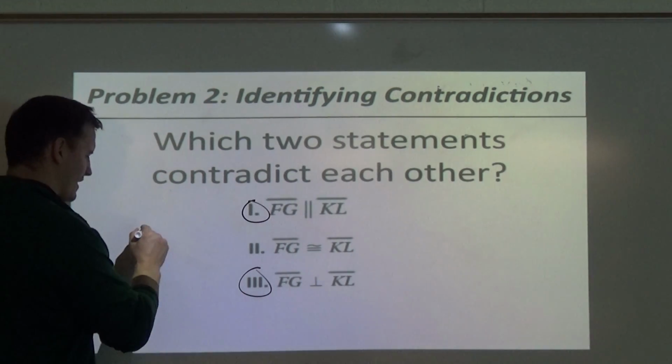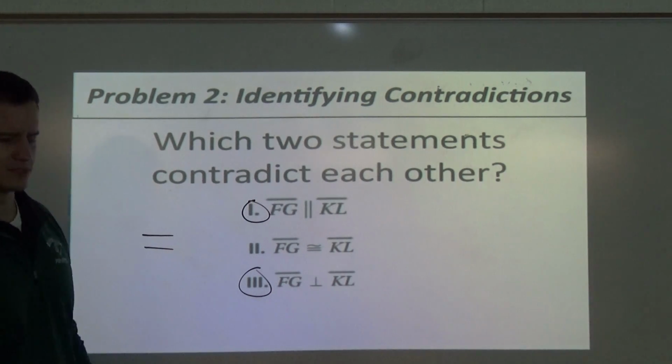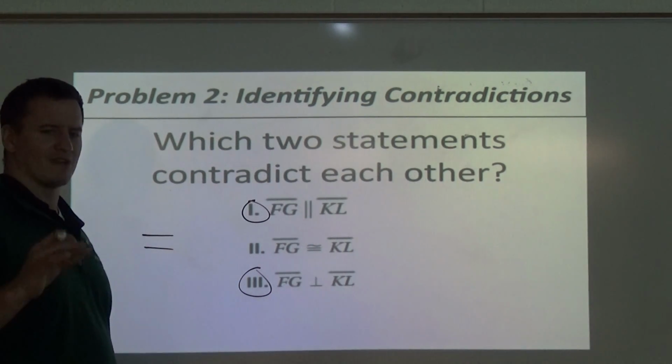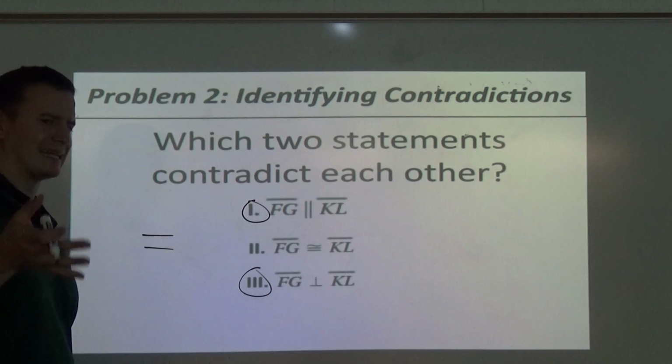Parallel means you never intersect. You have the same slope. Perpendicular means you have opposite reciprocal slopes that intersect at a 90-degree angle.